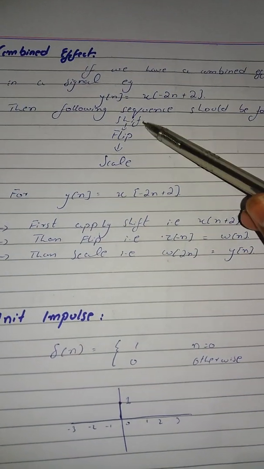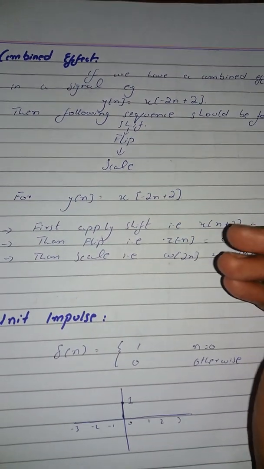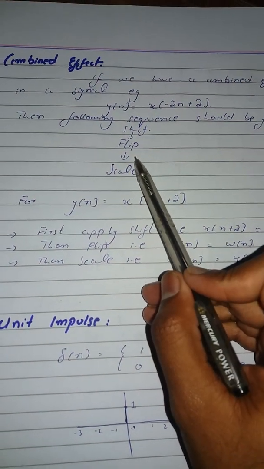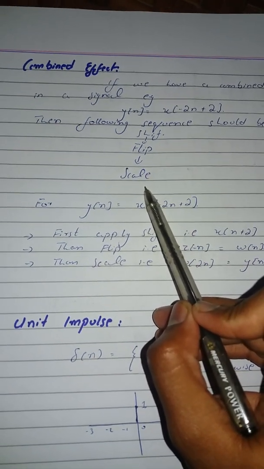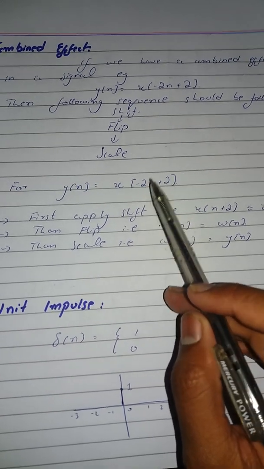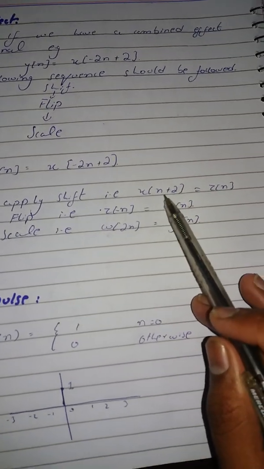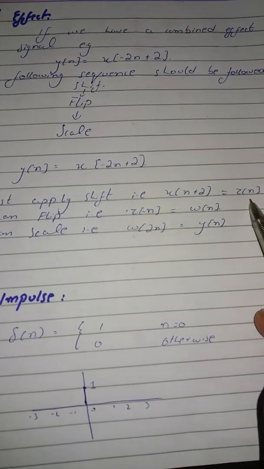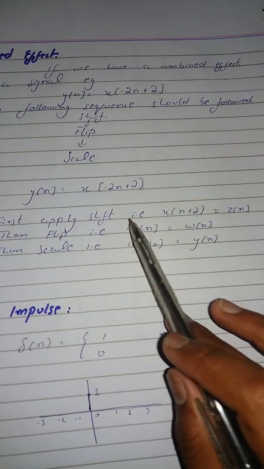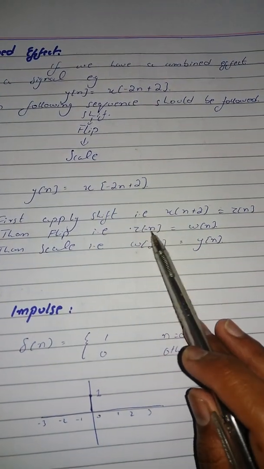But we have to follow this sequence: first we have to shift the signal x of n, the signal that will be provided. We have to first shift it, then flip it, and then at the end scale it. Let's suppose y of n is equal to x of minus 2n plus 2. So first we're going to apply the shift, which is of plus 2. First we're going to find x of n plus 2. We call it z of n. Then when we get the new, shifted signal, we're going to flip it. Since we are flipping it, minus n, we're going to get z of minus n.